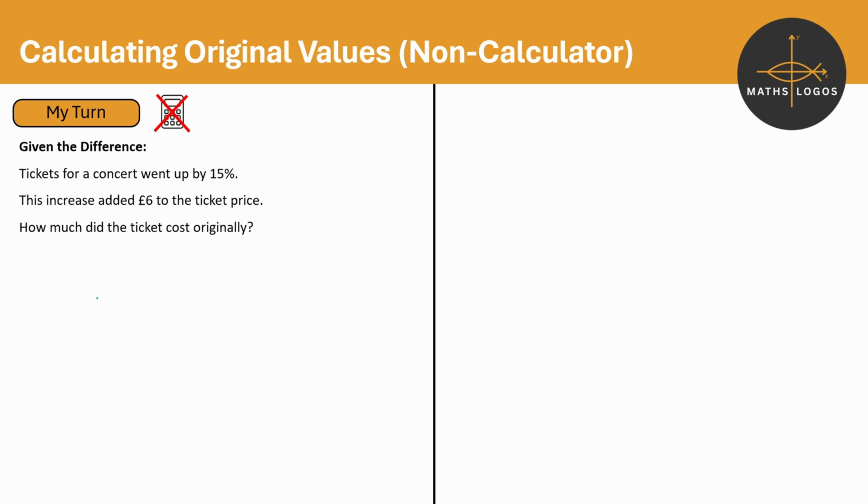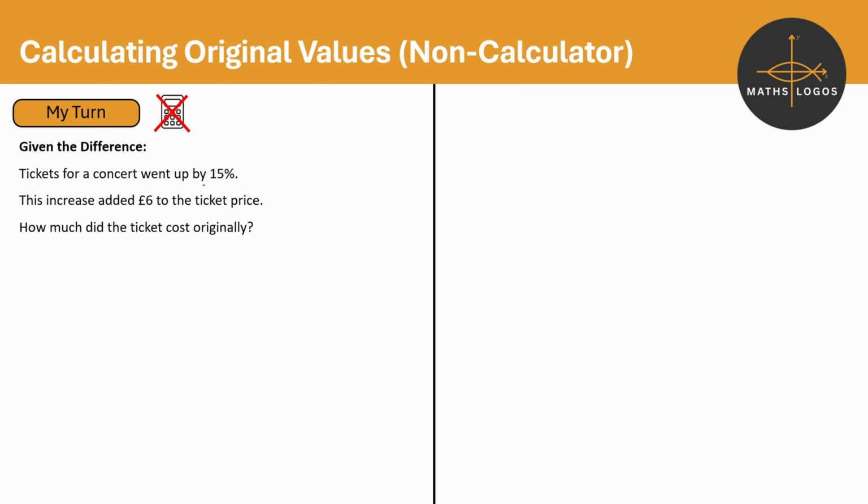Okay, our next example is one where we're given the difference, and you'll see what we mean when we look at the question. Tickets for a concert went up by 15%. This increase added £6 to the ticket price. How much did the ticket cost originally? So there are different ways this question can be asked, and this is an example where we're given the difference.